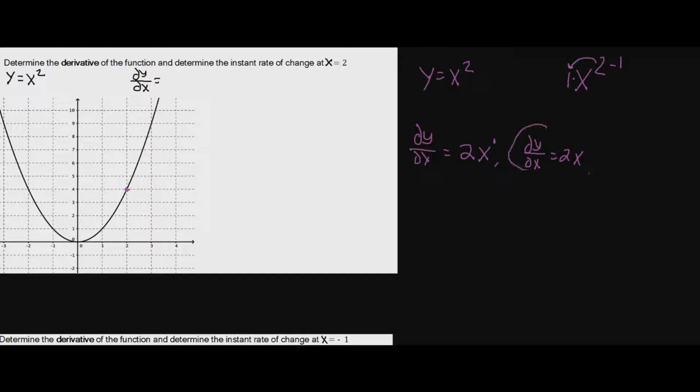Well, what does this mean? This is going to tell me whatever x value I plug in, it will give me the instant slope of anywhere on this curve here. Pretty nifty stuff. So let's plug in 2. We know this is 2x, so dy dx is equal to 2 times 2. Plug that in and we get 4. What does this mean? That means my instant slope at x equals 2 is 4, in other words, 4 over 1.